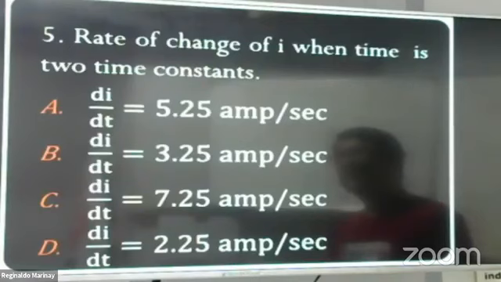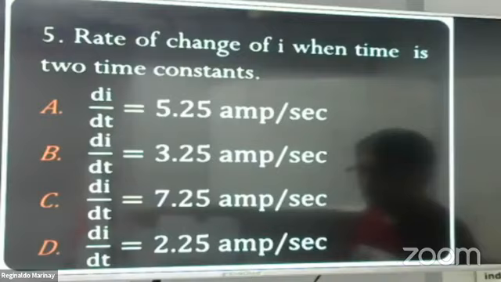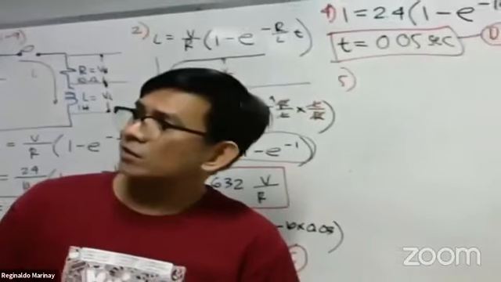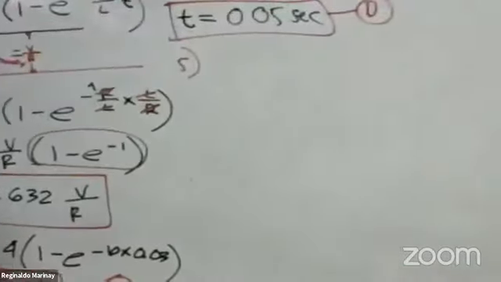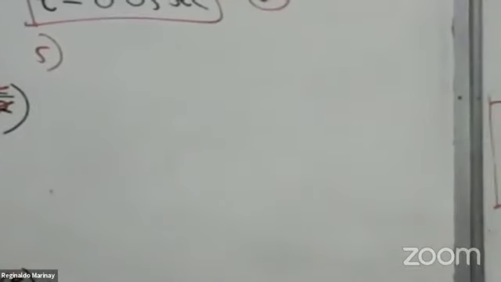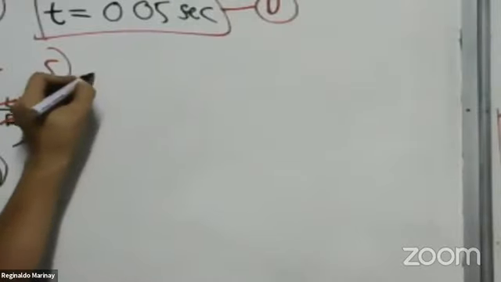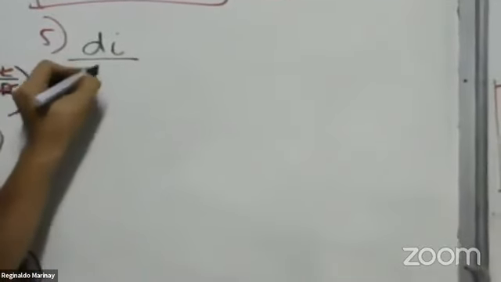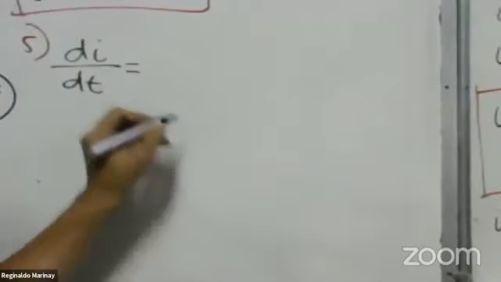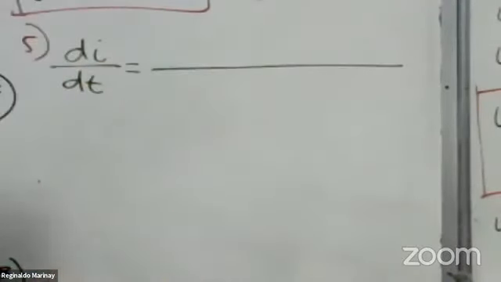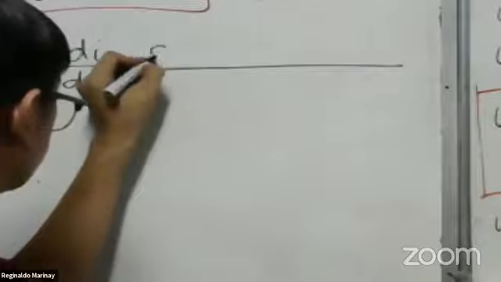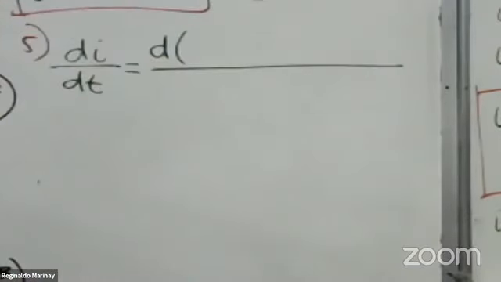Number 5 is the rate of change of current when time is equivalent to 2 time constants. Okay, so let us solve this problem. Rate of change means the derivative of i with respect to t. So the derivative of i with respect to t is equal to... what is our current equation, by the way?